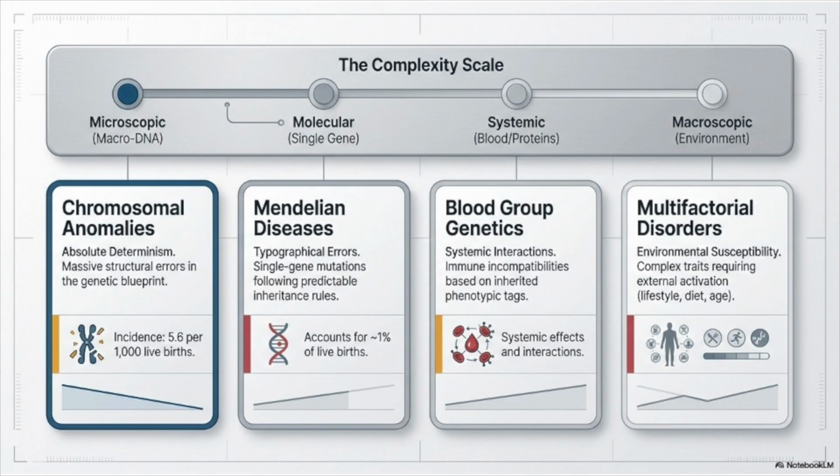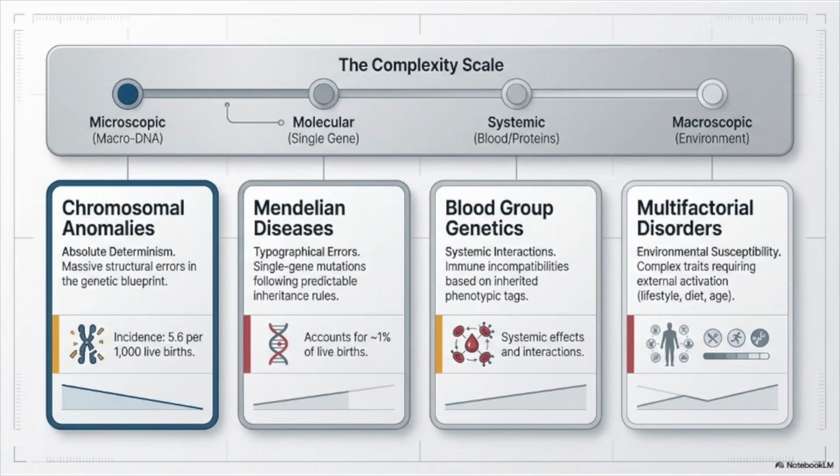To understand this better, we can think of genetic disorders on a complexity scale, moving from microscopic to macroscopic. Chromosomal anomalies represent absolute determinism, where massive structural errors occur in the genetic blueprint with an incidence of about 5.6 per 1000 live births. Mendelian diseases are like typographical errors, single gene mutations that follow predictable inheritance rules, accounting for about 1% of live births.